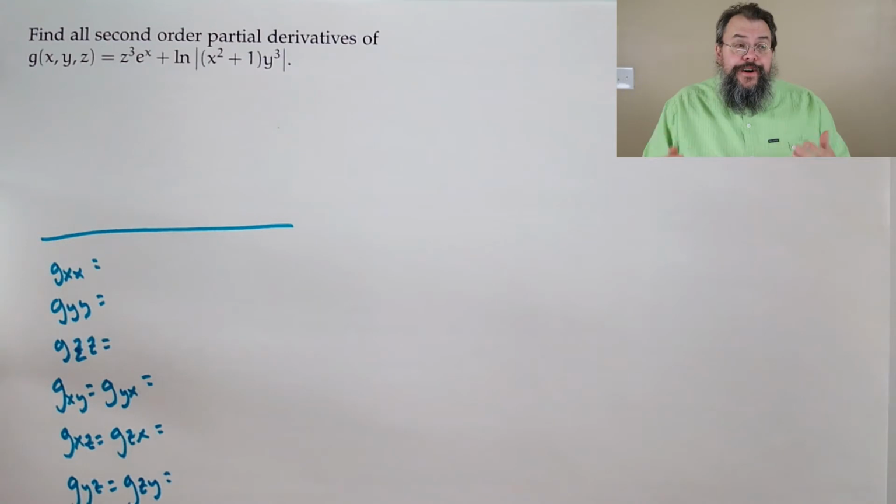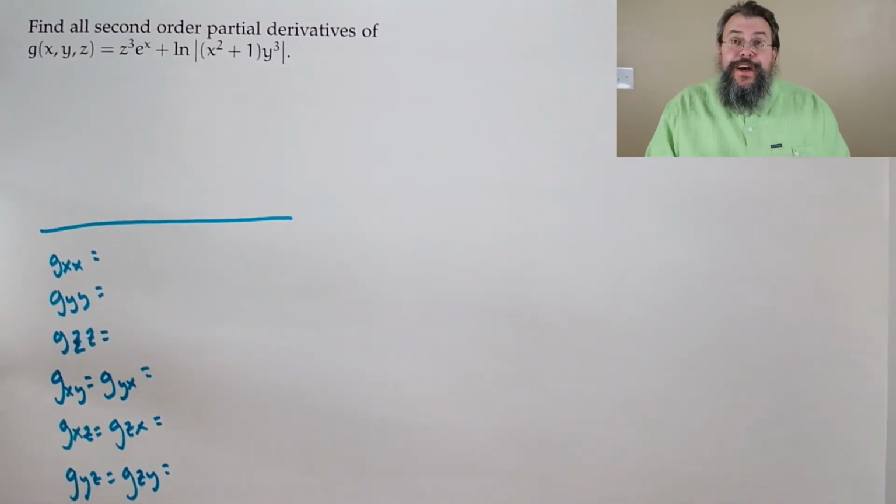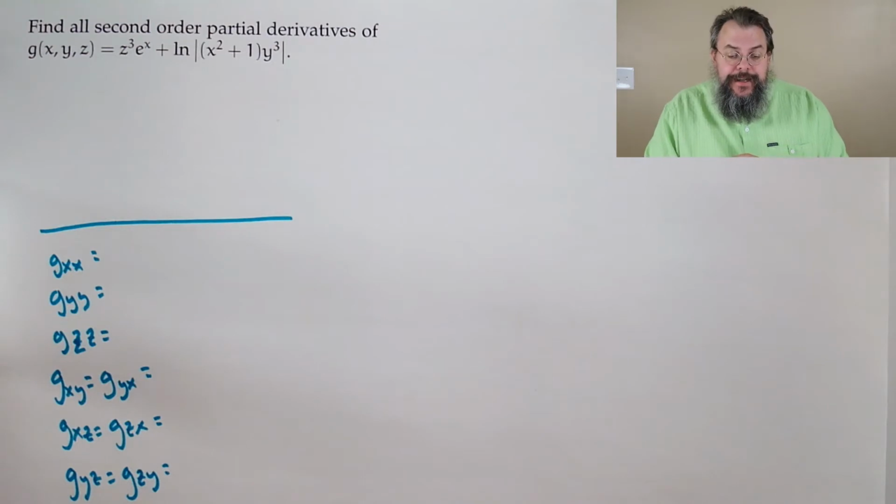So those are all of our second order partial derivatives. So that's what we have to find. Well, how to begin? Well, let's make an observation.